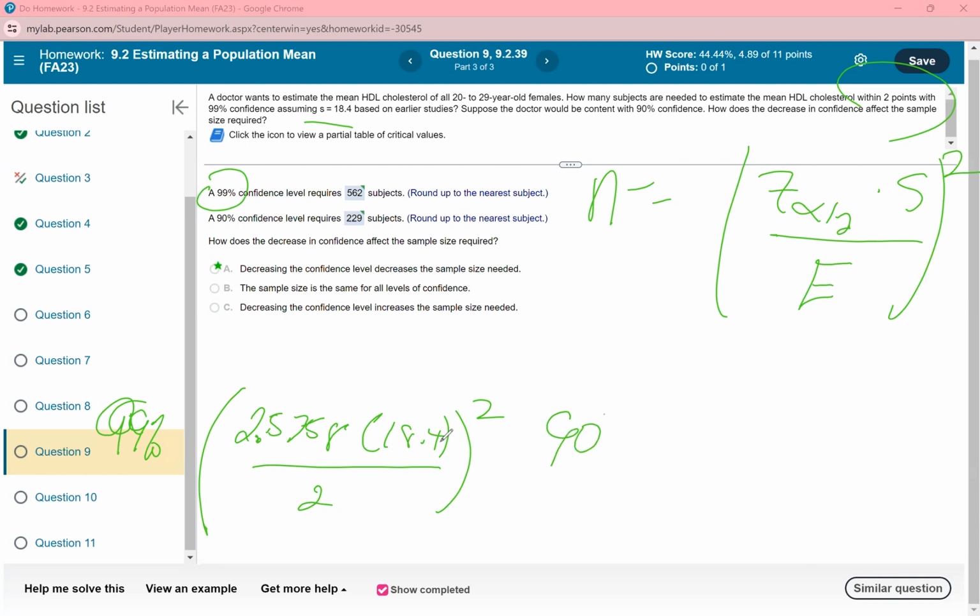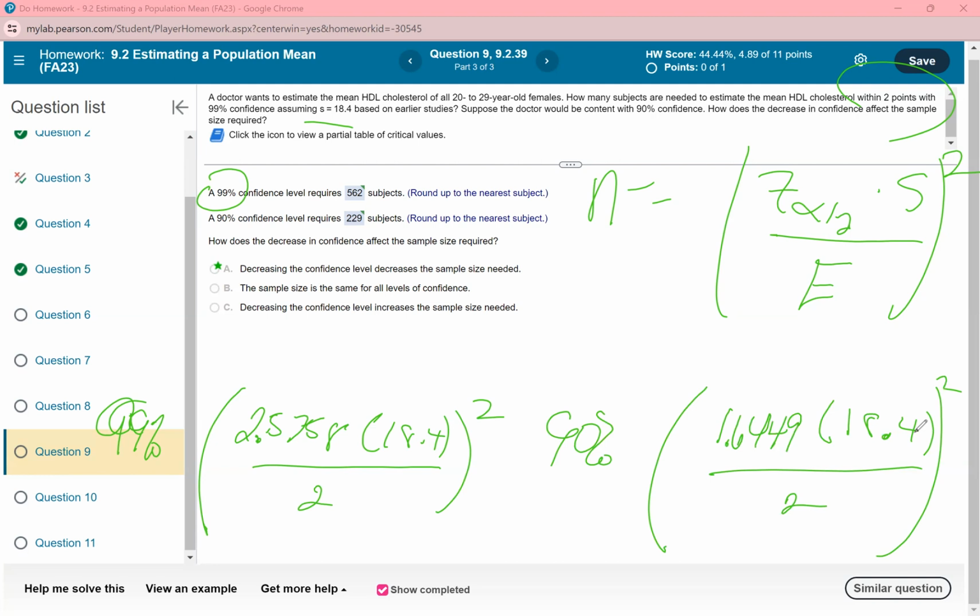Right, for the 90% confident, the Z is going to change. Everything else is going to stay the same. So now I'm going to do my inverse norm. So for 90% confident, I've got to do 10% divided by 2. So 0.10 divided by 2. This time my Z is 1.6449.